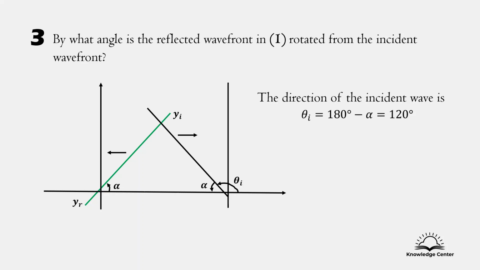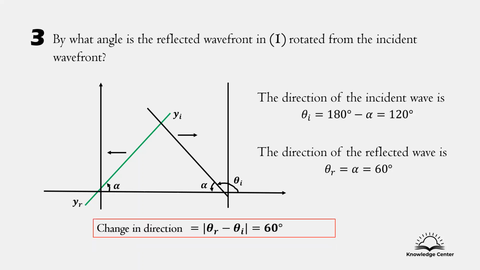And now for our reflected wavefront, since the angle alpha is just the angle that it makes from the horizontal, that is its direction. So we have that theta r, the direction of the reflected wave, is alpha, which is just 60 degrees. Now, by how much the reflected wave is rotated from the incident wave is just the absolute value of the difference of these angles. So theta r minus theta I gives us 60 degrees.